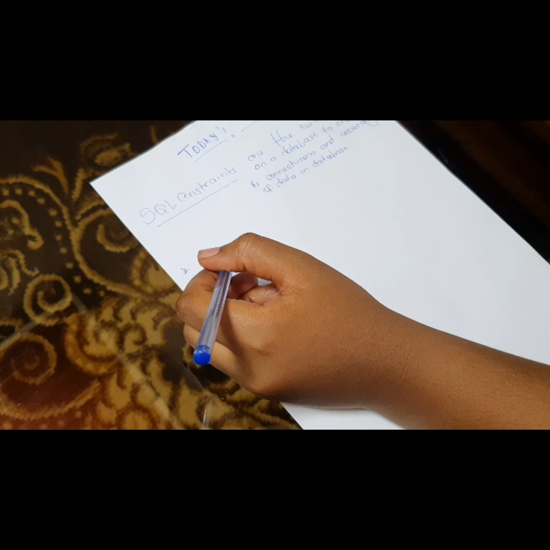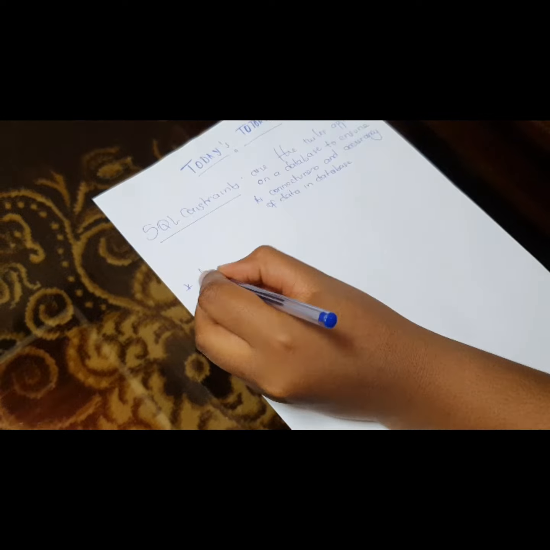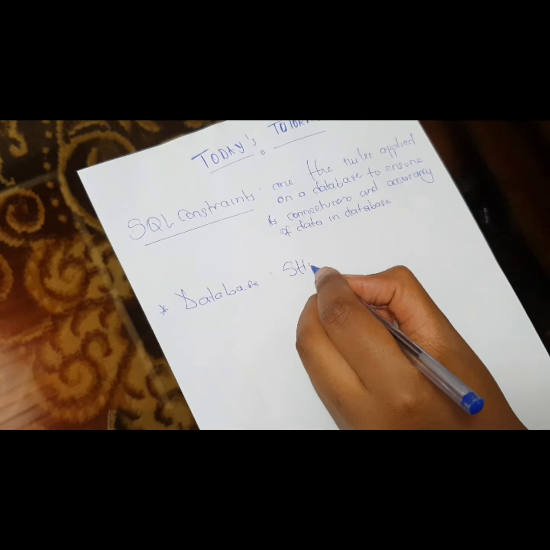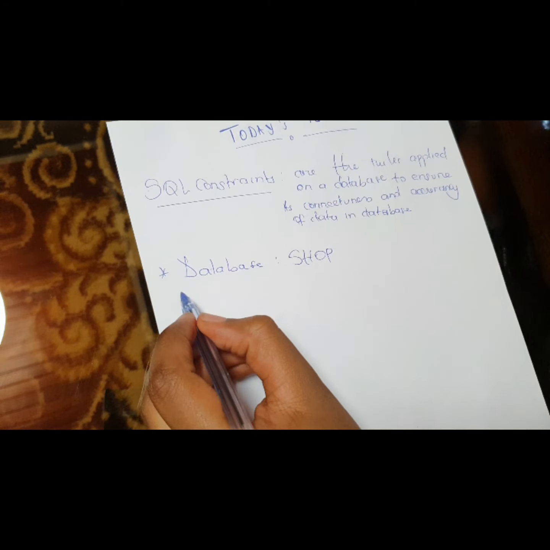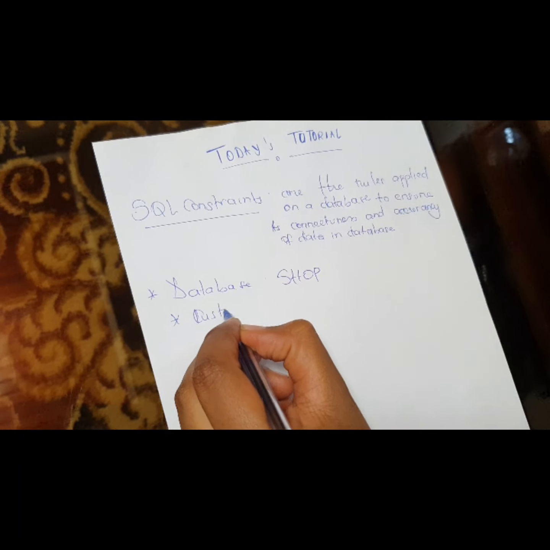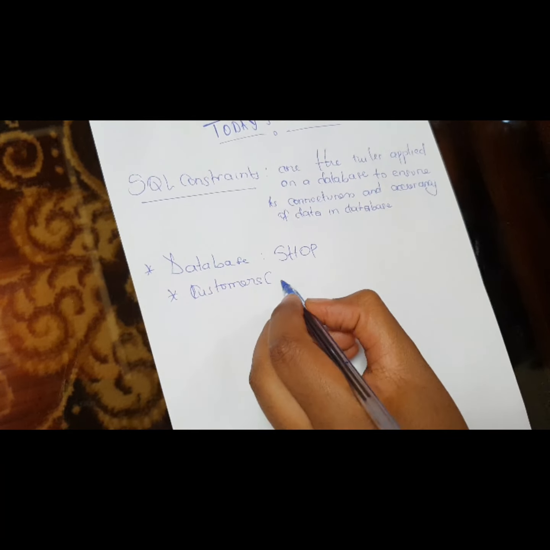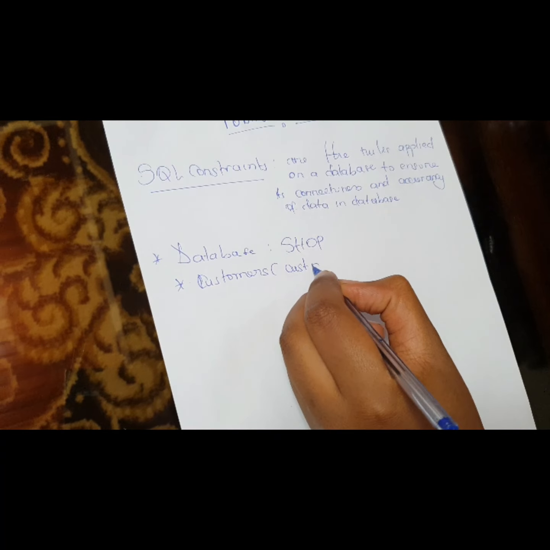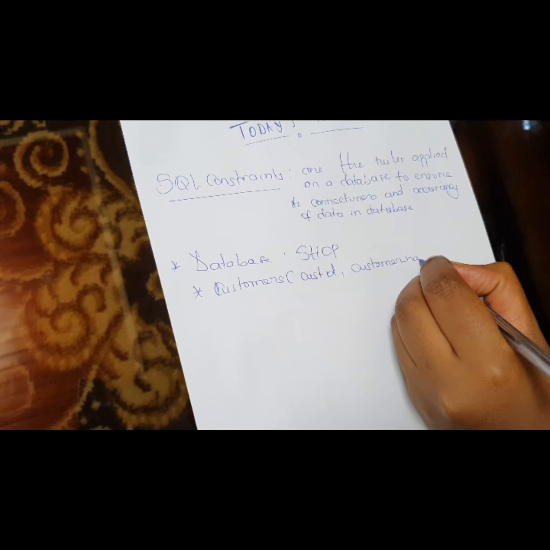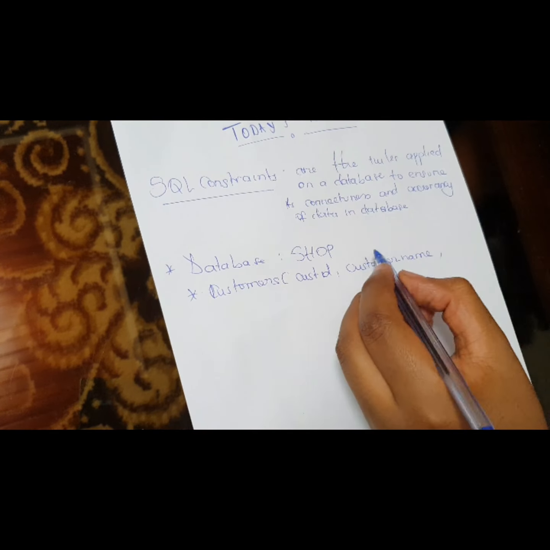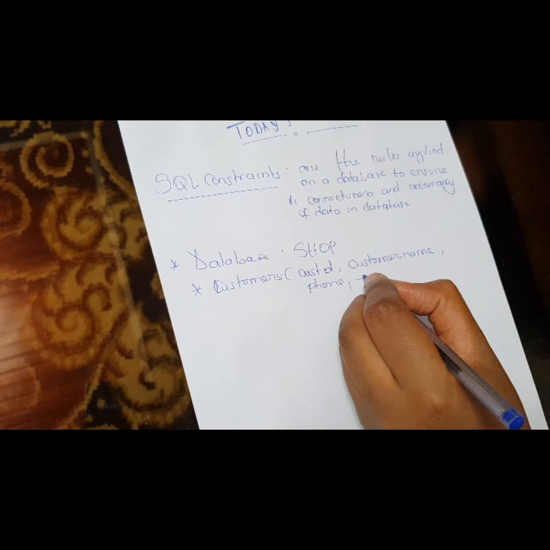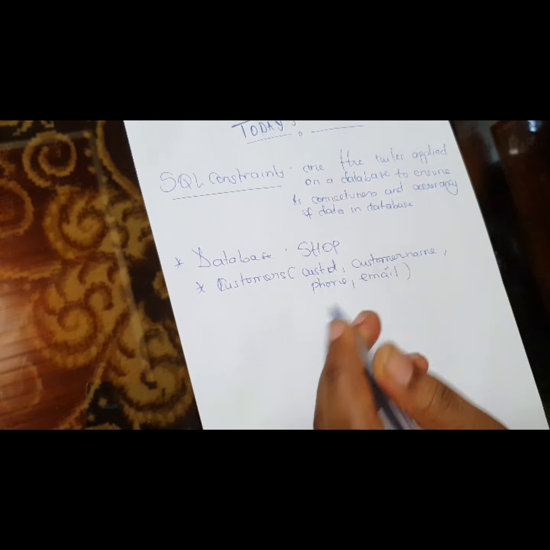We're going to take the example of a database of a card shop. It consists of two tables. First, the customers table. We have customer ID, customer name, phone number, email. I think this is enough.